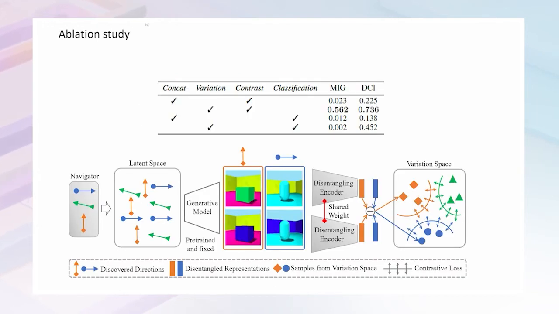To verify that the variation and the contrast are the key for DISCO, we do the ablation study by replacing variation with concatenate operation or replacing the contrastive loss with classification loss. The performance drops a lot. Only with contrastive loss on the variation space can we better discover the generative factors and learn disentangled representations.